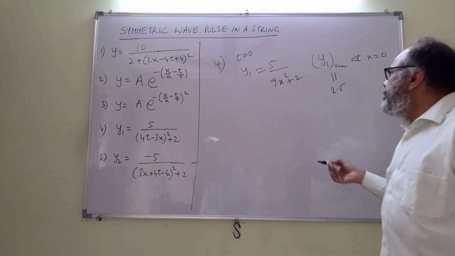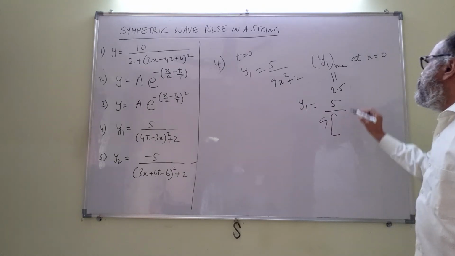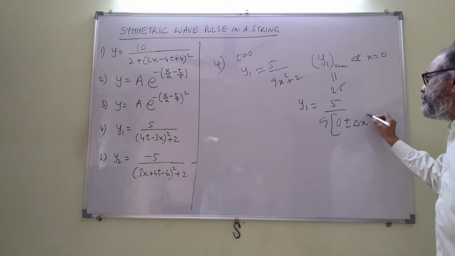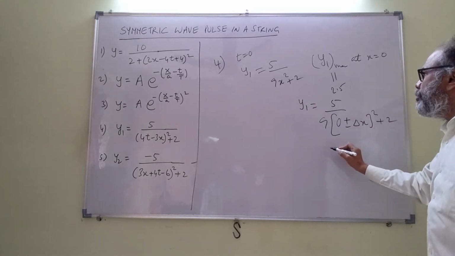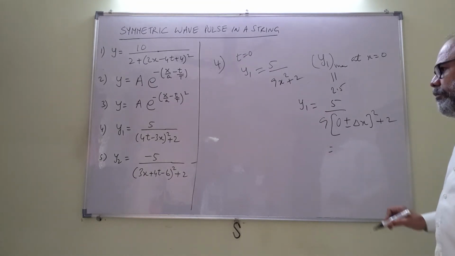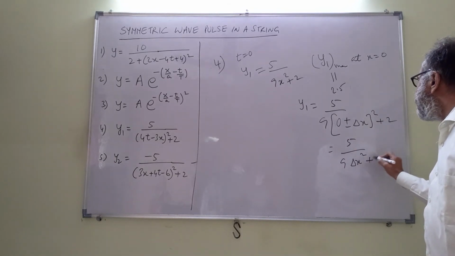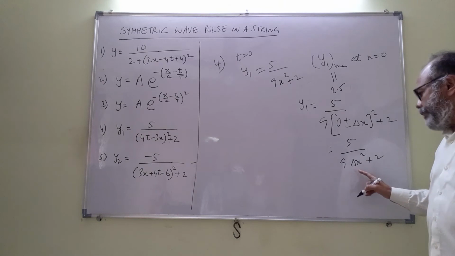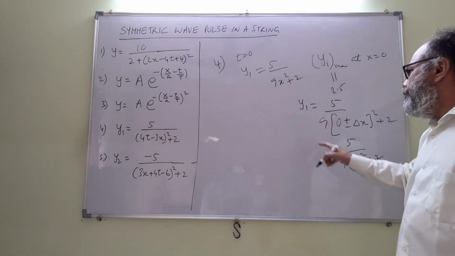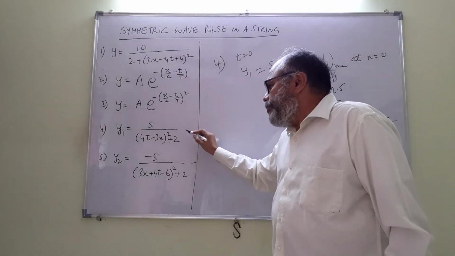Now check for symmetry. Y1 should be 5 by 9 into, the maxima occurs at x equal to 0, so 0 plus minus delta x, the whole square, plus 2. That will be 5 by 9 delta x squared plus 2. So whether delta x is positive or negative, it doesn't matter. Y1 will have the same value. Therefore, this will be a symmetric pulse.